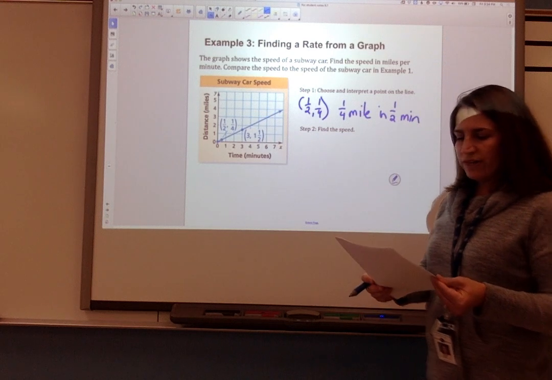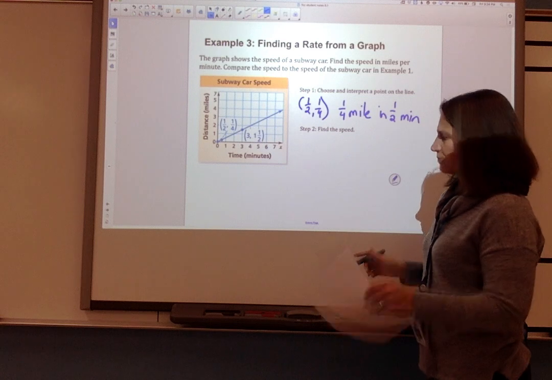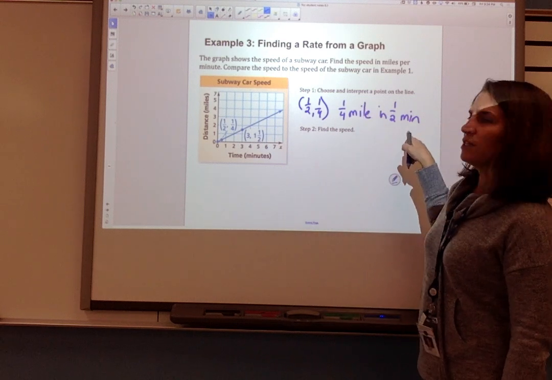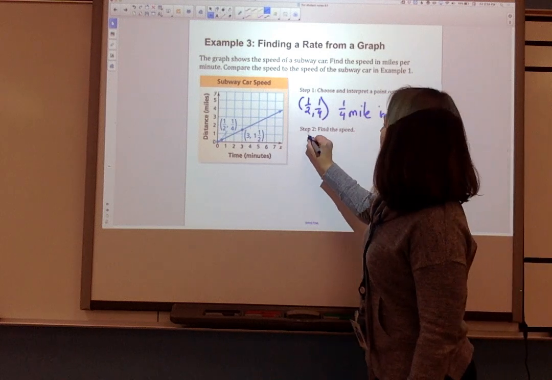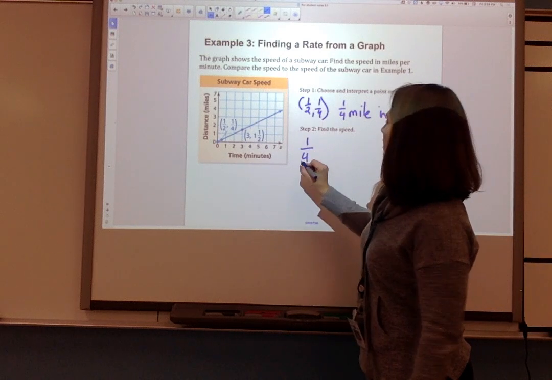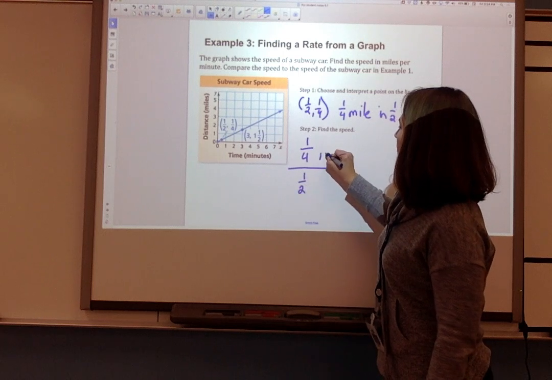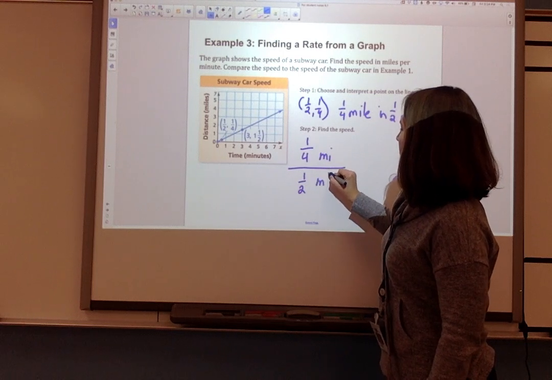All right, so now we're going to find the speed. So we want to find the speed in miles per minute. So we're going to do 1/4 of a mile over 1/2 minute.